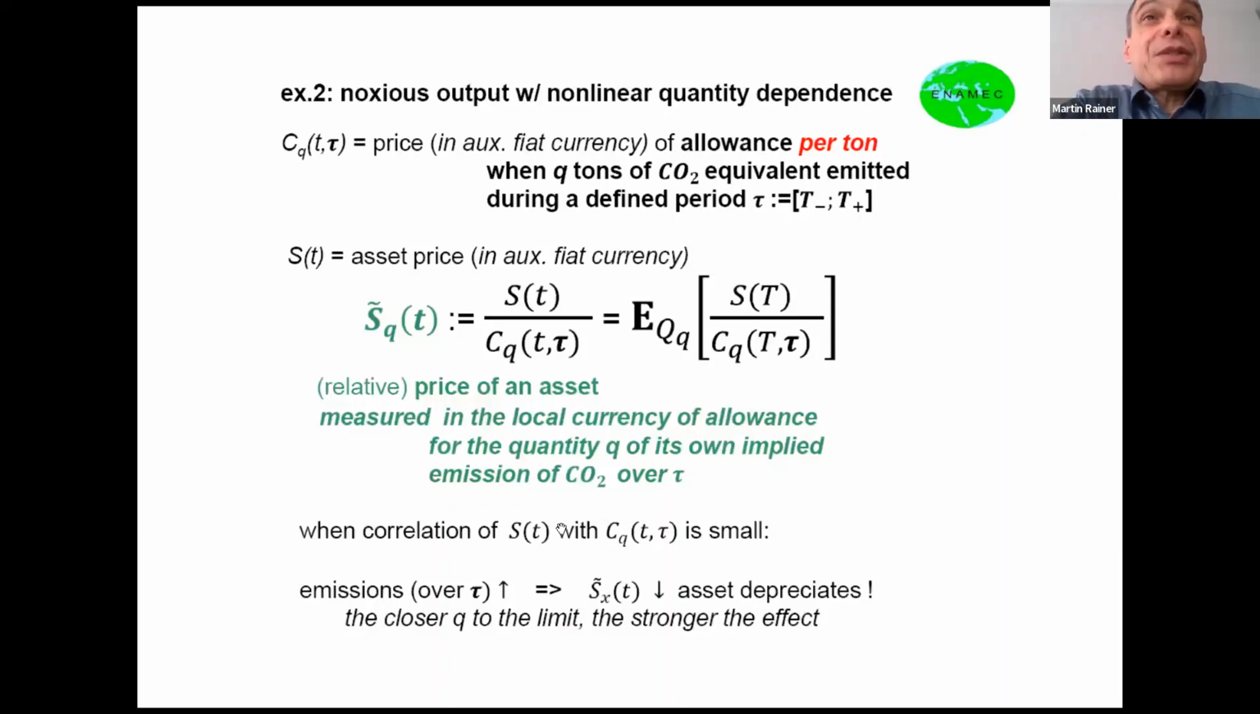And also here you can look, of course, we have the price of an asset measured in local currency of allowance for a quantity of its own implied emission of carbons over some period of time. Now if the emissions go up, the quantity goes up and the price goes up, and the asset depreciates. And of course, the closer I come to the limit, the stronger is the effect.